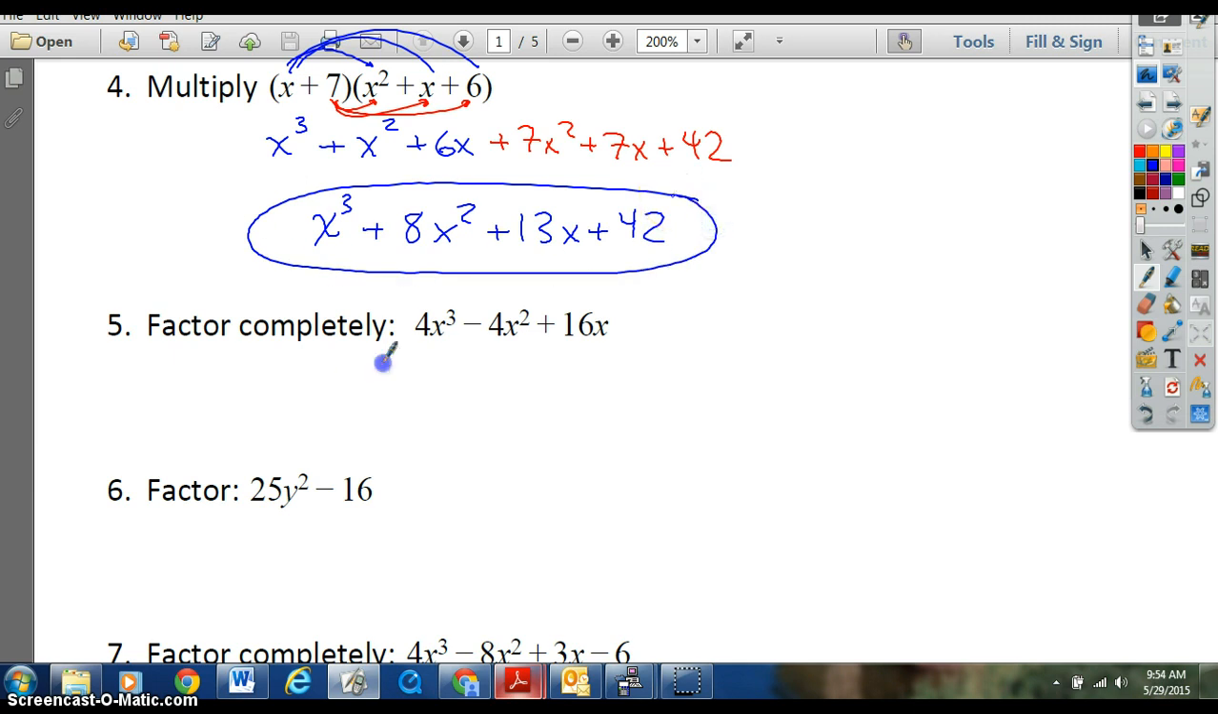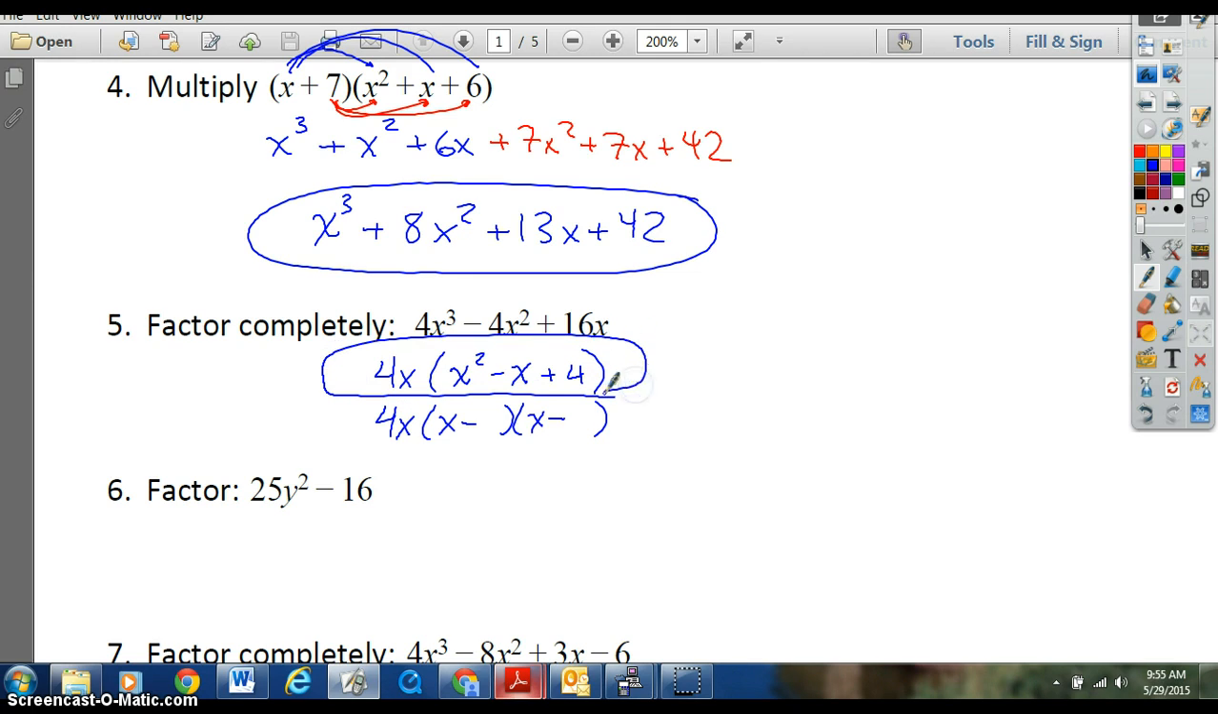Factor completely. I'm going to pull out a 4x here because that's what they have all in common. That's going to leave me with the following scenario. This is going to be x, and I'm going to try to go minus. Numbers that multiply to the last term and add up to 1. No such scenario is there, so I'm going to stop right at that.